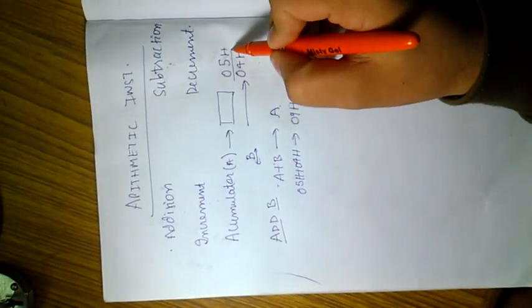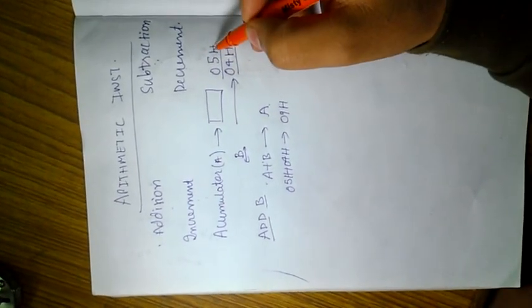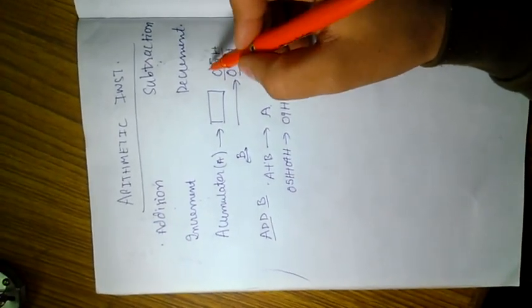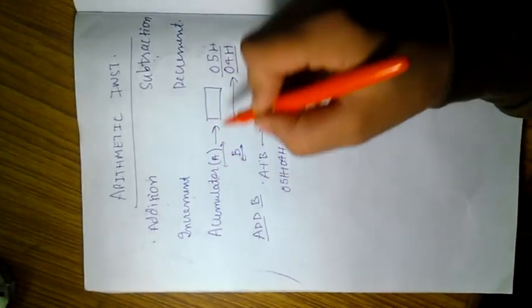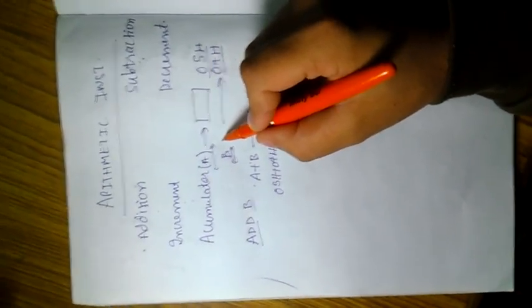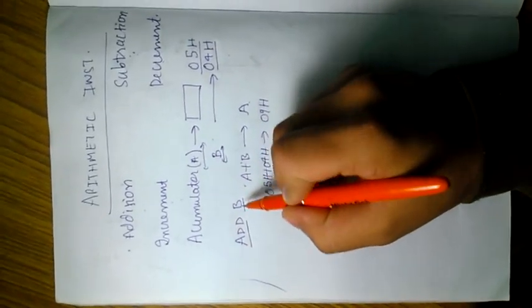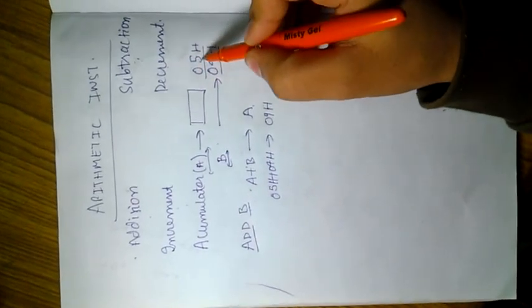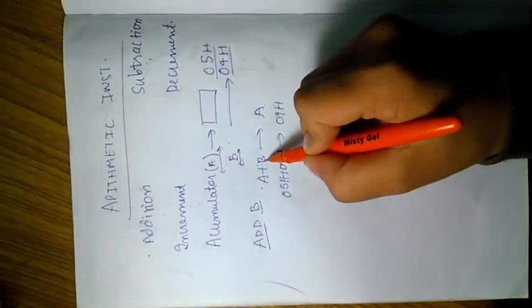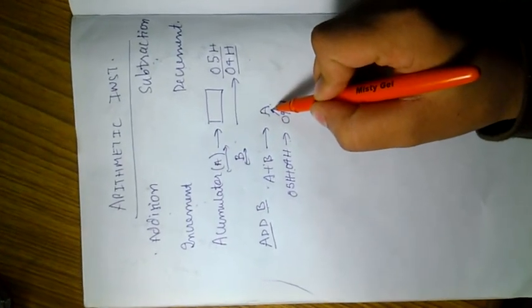Now, how do we do addition in 8085? Suppose I have a number 05h and another number 04h. While adding two numbers, at least one of the numbers has to be inside the accumulator. The other number can be in another register, say B. Now, when I use the opcode ADD B, it adds 05 and 04, that is A plus B, and stores the result in A itself.